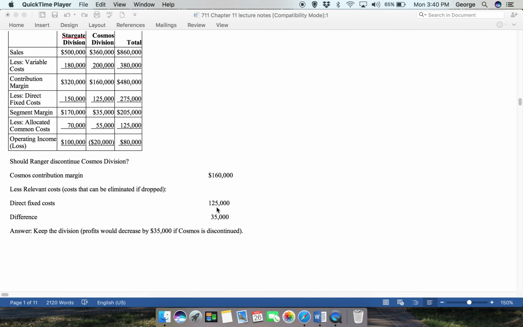Because if I were to drop the division, what would happen is I would lose $35,000 more in income. Because this division's contribution margin is covering some of these allocated fixed costs. Because these allocated fixed costs aren't going to go away. If I drop this division, this $55,000 will be allocated to Stargate.